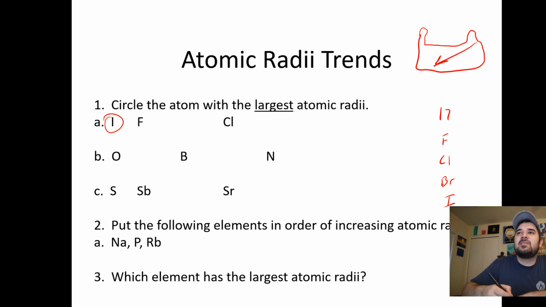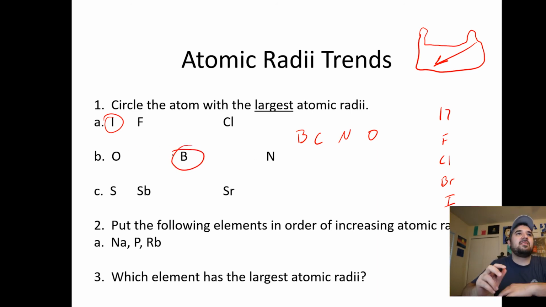All right, so the next one is going to be oxygen, boron, and nitrogen. So those are in the same row, different columns. So it's going to be boron, carbon, nitrogen, oxygen. So which one is the largest in this group? It's going to be boron. The reason it's boron is because it's got the fewest number of electrons and protons, which means it has the lightest electromagnetic pull, and because of that, it's just a smaller element.